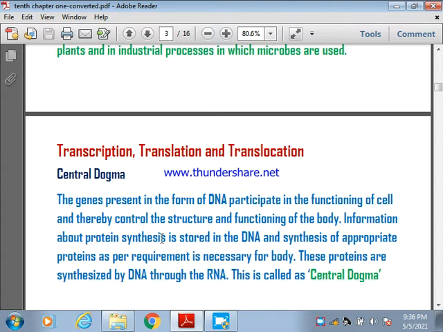Information about protein synthesis is stored in DNA, and synthesis of appropriate proteins as per requirements is necessary for the body. These proteins are synthesized by DNA through the RNA. This is called the central dogma. In simple words, all the proteins necessary for our body are synthesized by DNA through the RNA. This is called the central dogma.